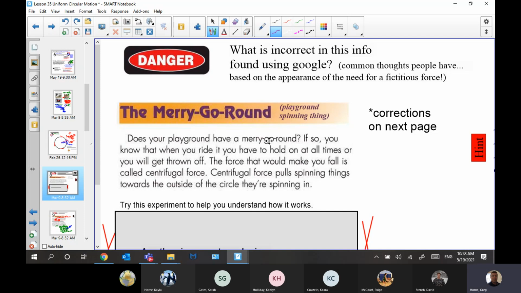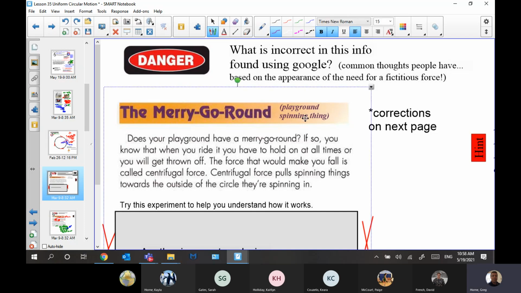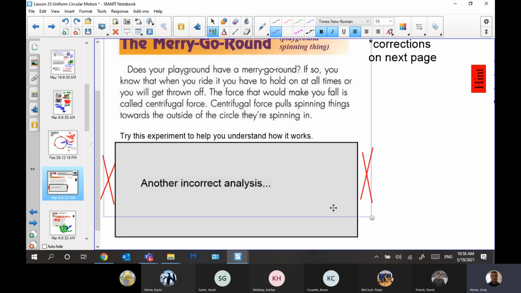So this merry-go-round, playground spinning thing, I don't know what it's really called. Does it have a merry-go-round? If so, you know that when you ride it, you have to hold on at all times or you'll get thrown off. The details of being thrown off we've talked about a lot. The force that would make you fall off or get thrown off is called the centrifugal force. And the centrifugal force pulls spinny things towards the outside of the circle, directly out away from the circle they're spinning in. Right? So if that's all you ever read on the internet, you'd be like, oh, geez.